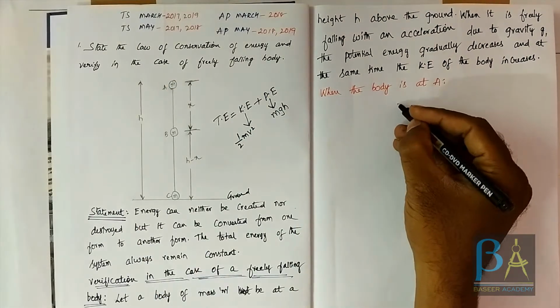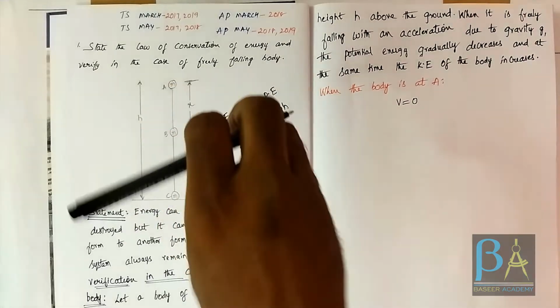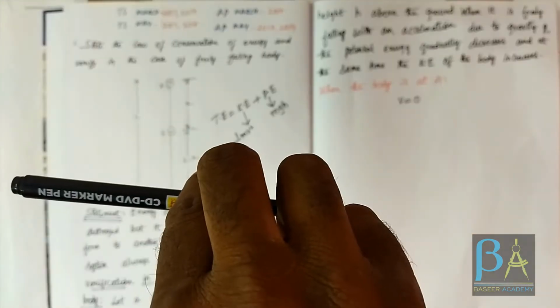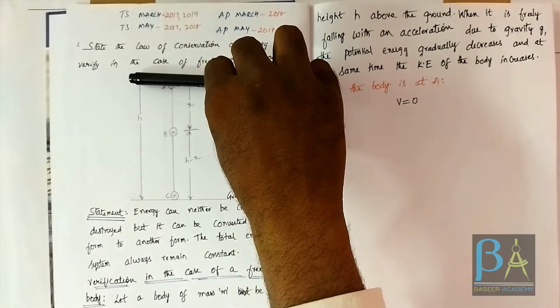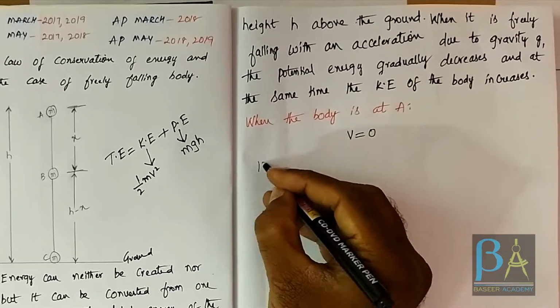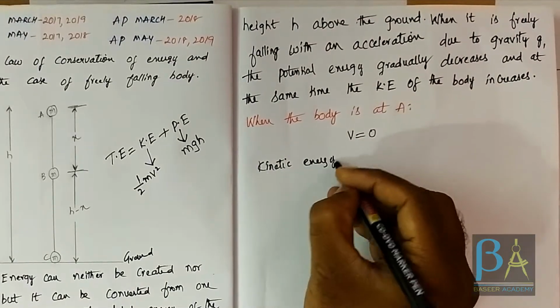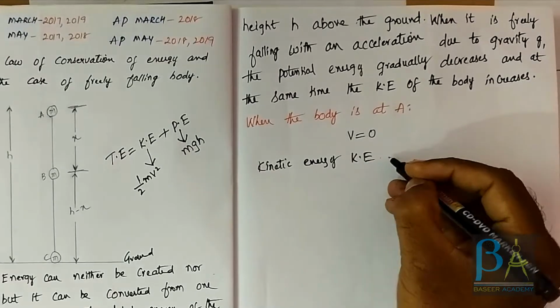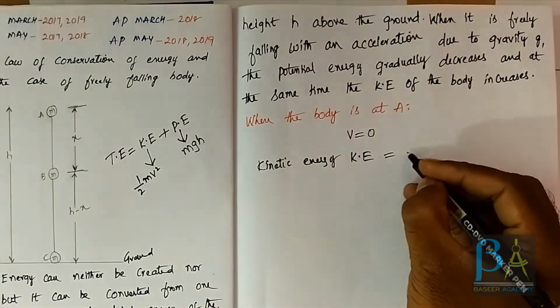Why is the final velocity v 0? Because obviously the body is at rest. We have not dropped it yet. We are still holding it still. So the final velocity of the object at point A is 0. Let us find out the kinetic energy at point A. Kinetic energy is given by the formula half mv square.